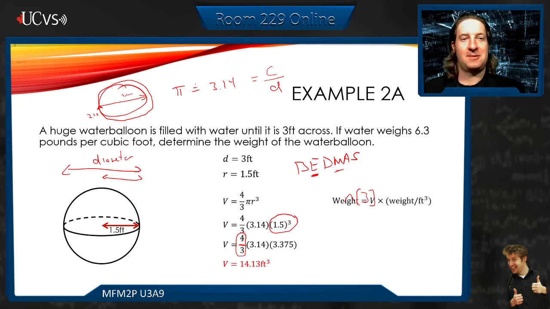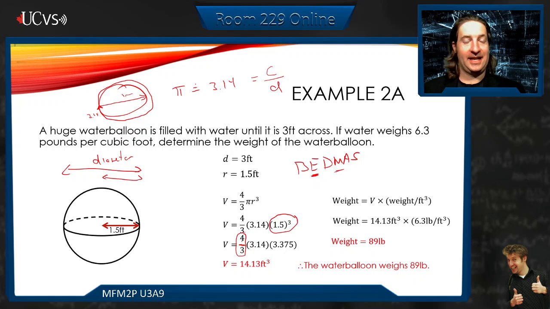And the question is, how much does it weigh? That was the first part of our problem. To find out the weight, we're going to have to first calculate the volume, and then multiply my volume times the weight per 1 cubic foot. And that's going to give me a final answer of 89 pounds. Wow. So a water balloon that is 3 feet across weighs nearly 100 pounds. All right. And again, word problem, final answer in words: the water balloon weighs 89 pounds.